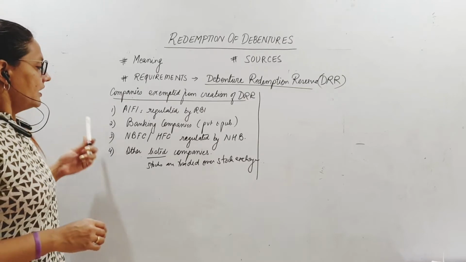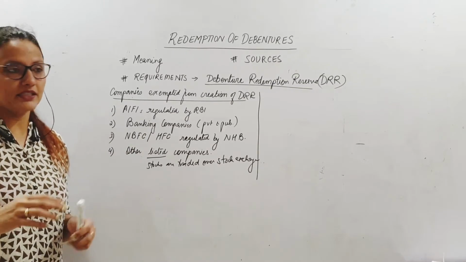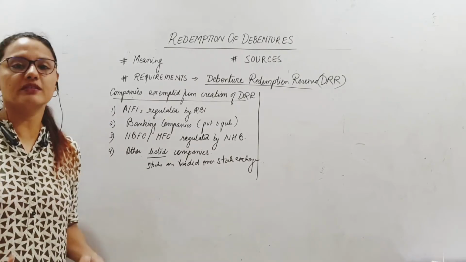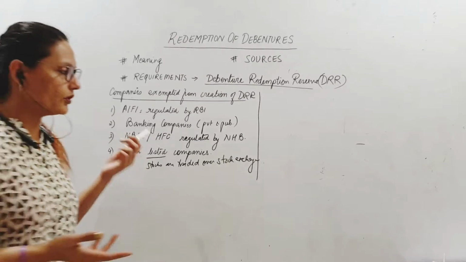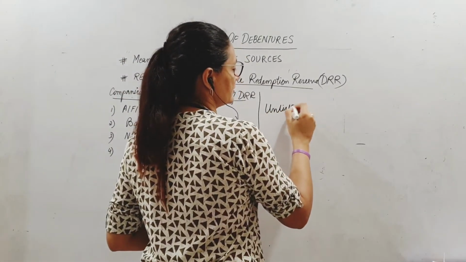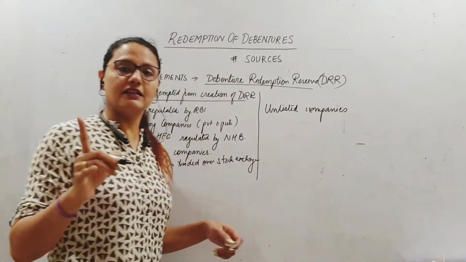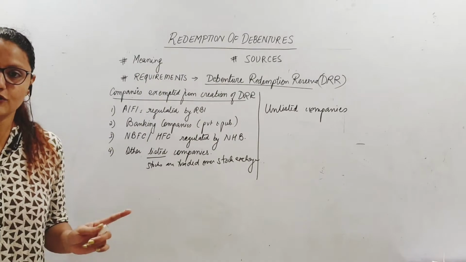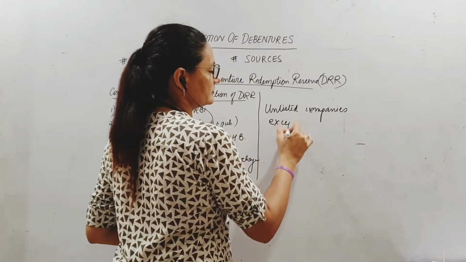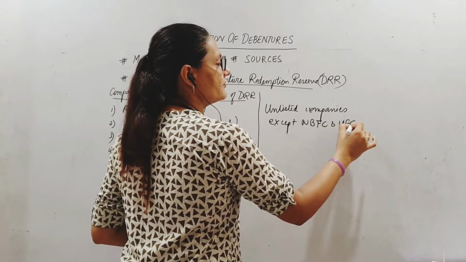Now, there are certain unlisted companies. So, बनाएगा कौन? अगर सब exempt हो गए हैं, other listed companies also, then who is supposed to create DRR? It boils down to only unlisted companies. Unlisted meaning the stocks are not traded over the stock exchange. Unlisted companies except NBFC and HFCs.